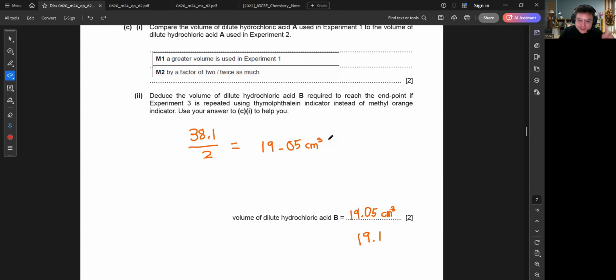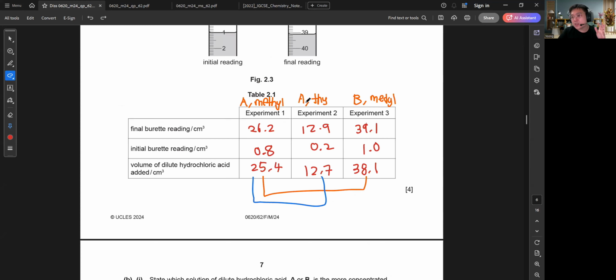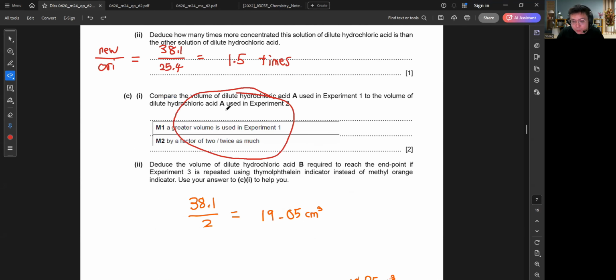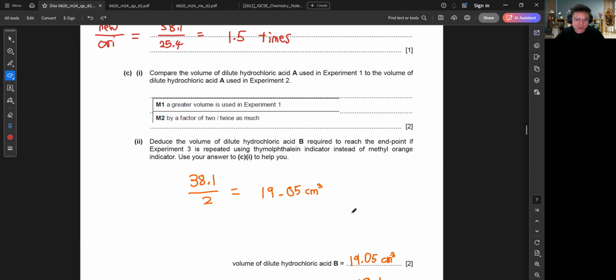Let's move on. The third one: deduce the volume of dilute hydrochloric acid B required to reach the endpoint if experiment 3 is repeated using thymolphthalein. So you see up here, once we switch from methyl orange to thymolphthalein, the amount needed is divided by half. Do you see? So that's why if you can do C1, there's a high chance you can do C2. So try not to miss any questions. How to do that? Do a lot more past years.